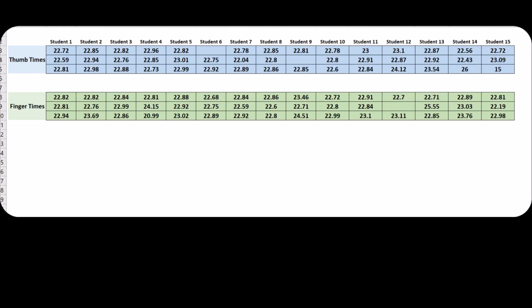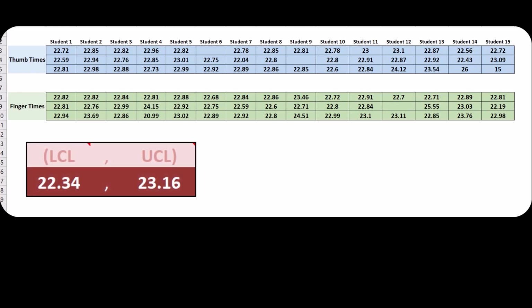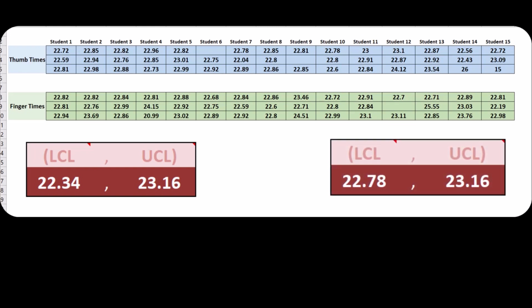Okay, now one way you could do this, I wouldn't, but one way you could do this is you could form a confidence interval around those thumb times using the average, the standard deviation, and the sample size. And you could form a confidence interval of the finger times using the average, standard deviation, and sample size of the finger times. And then you could check to see if those two confidence intervals overlapped.